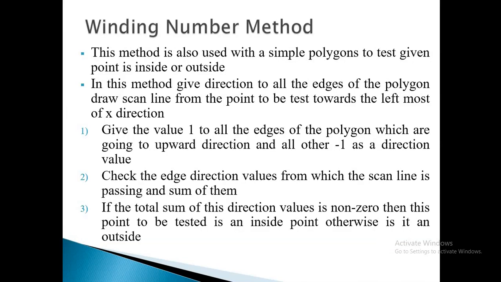So the second method is the winding number method. This method is also used with simple polygons to test whether a given point is inside or outside. In this method, give a direction to all the edges of the polygon, and draw a scan line from the point to be tested towards the leftmost of the x direction.